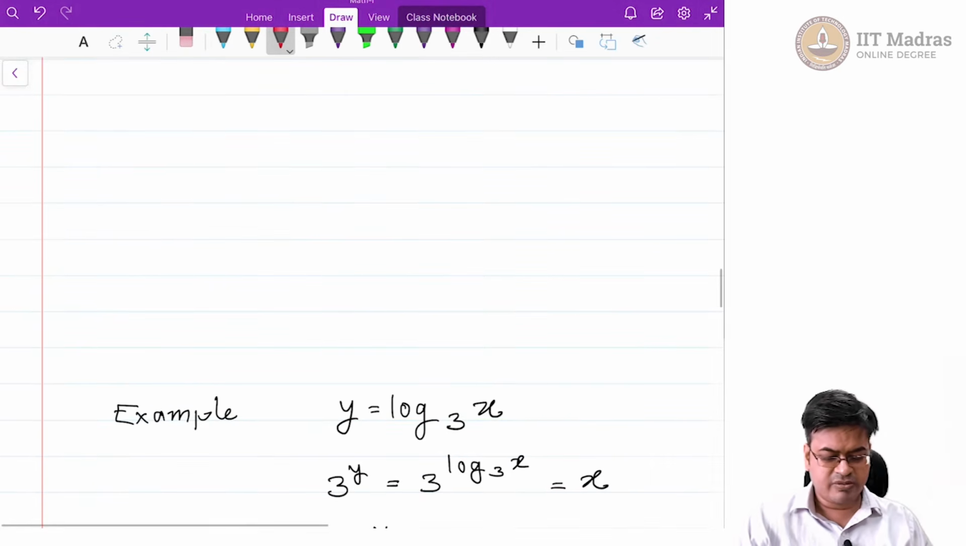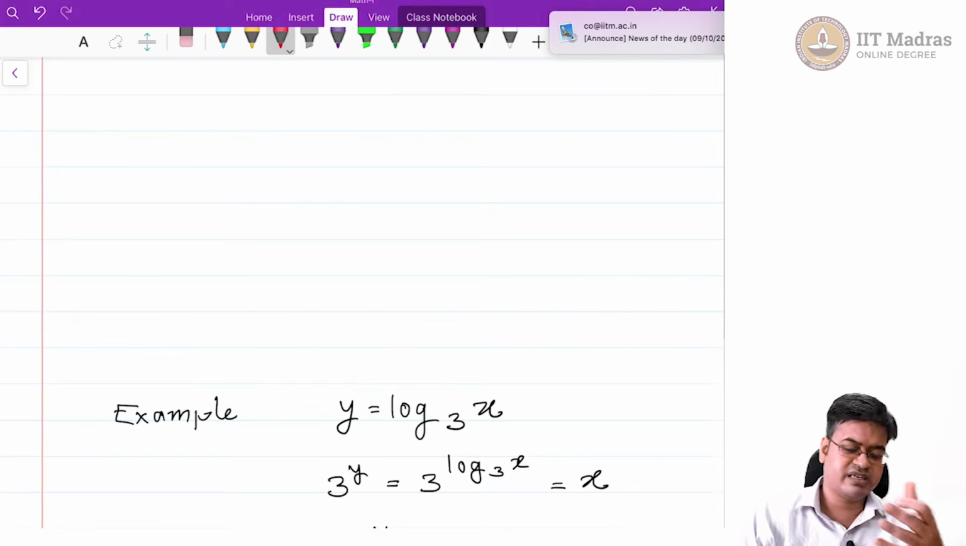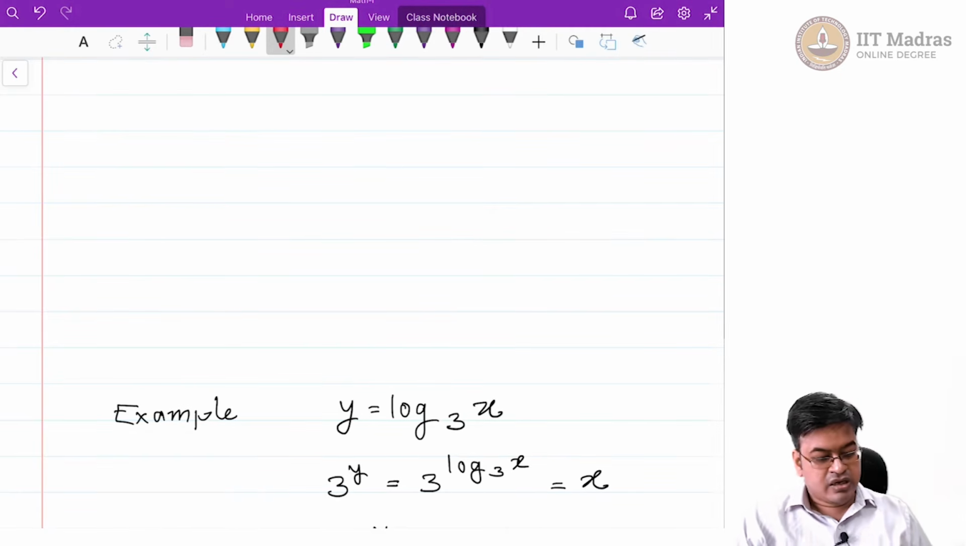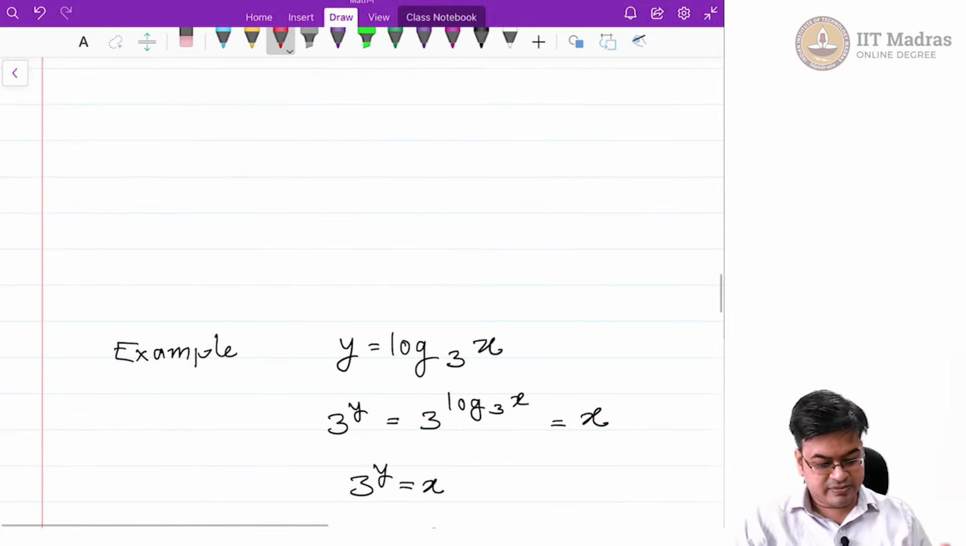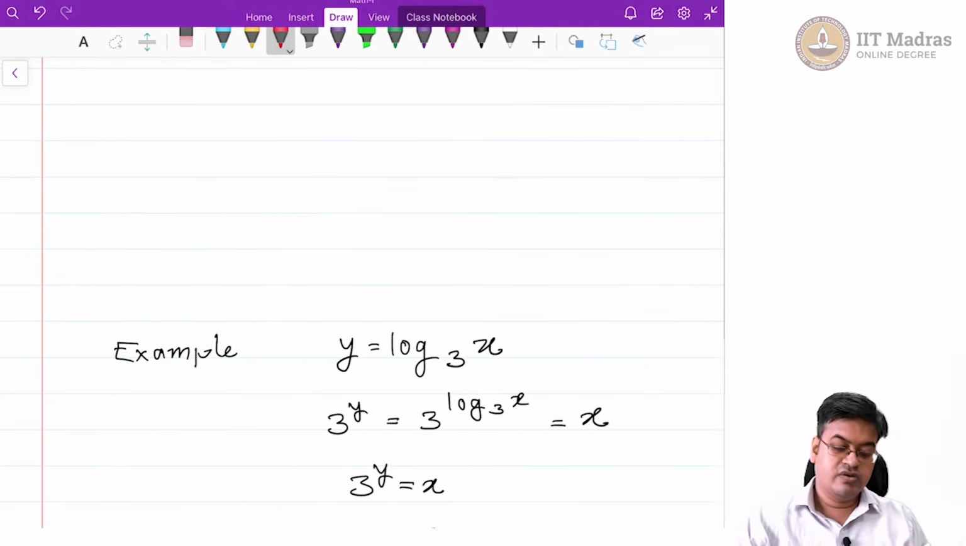Now let us take one more example which will actually help you in understanding the reversibility of log and exponential functions. So here is an example where we are actually demonstrating the reversibility, or the inverse, of a log function. So y is equal to log to the base 3 of x. We assume that everything is well defined and this x belongs to 0 to infinity.